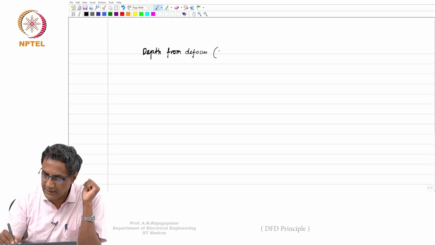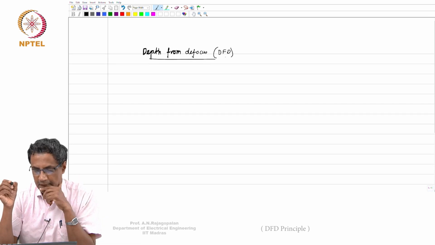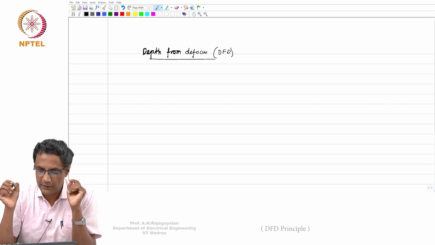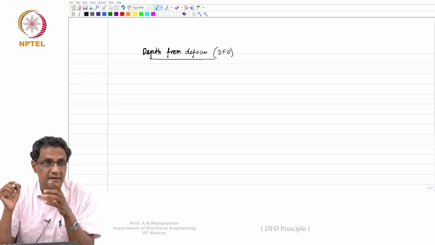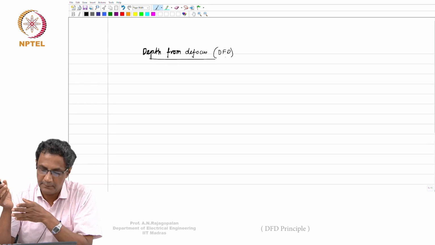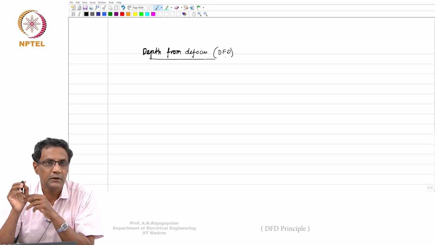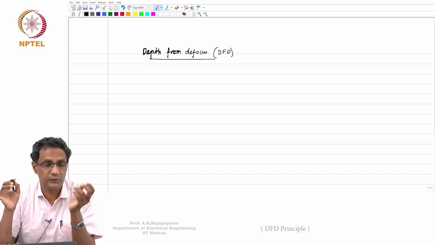It's called DFD, as opposed to shape from focus. This is somewhat like stereo, except that you have to acquire a pair of images just like you do in stereo. But the main difference is that you don't move the camera here.